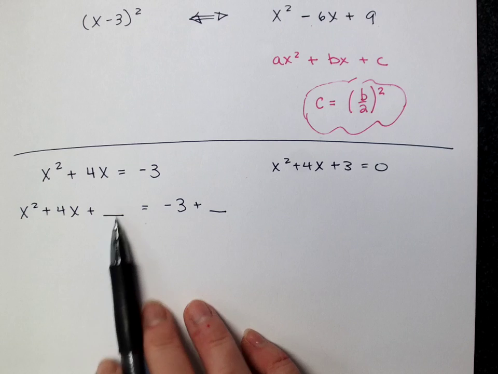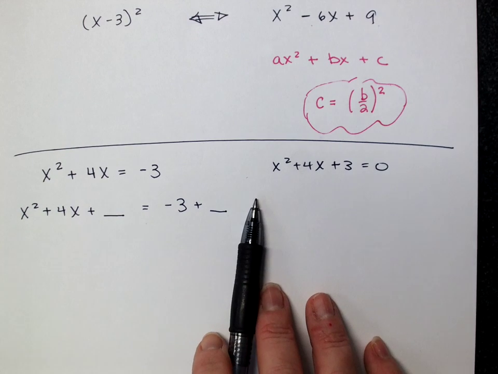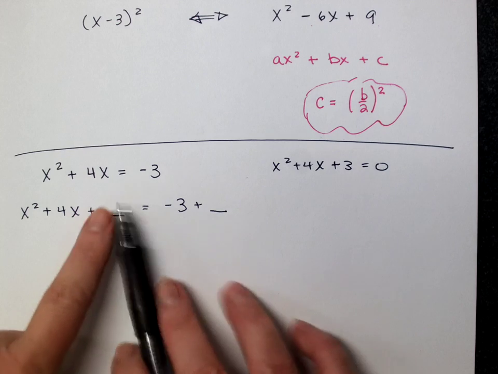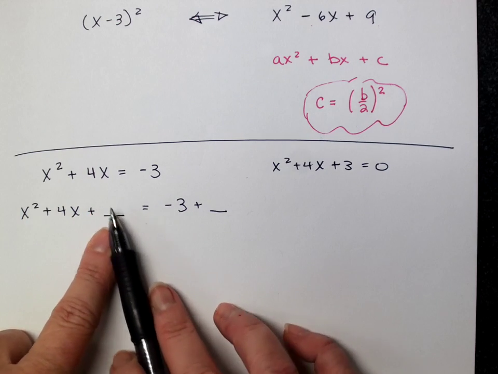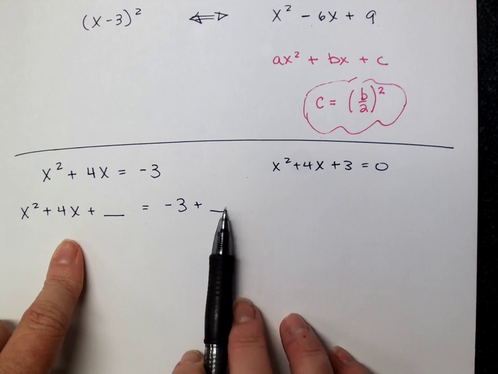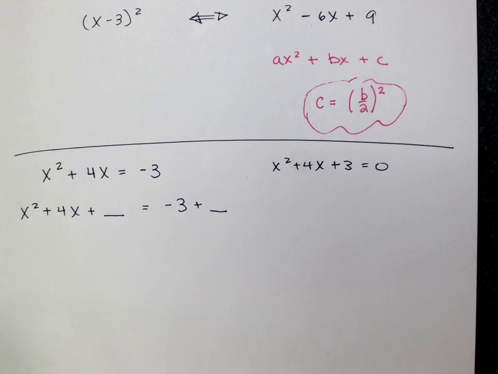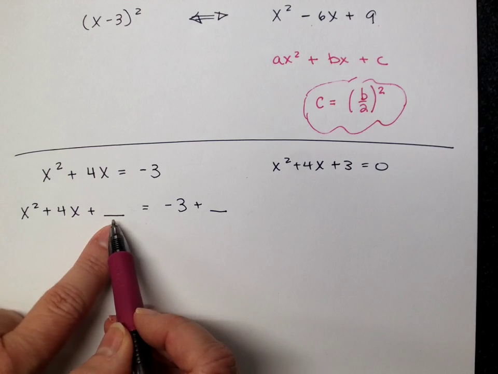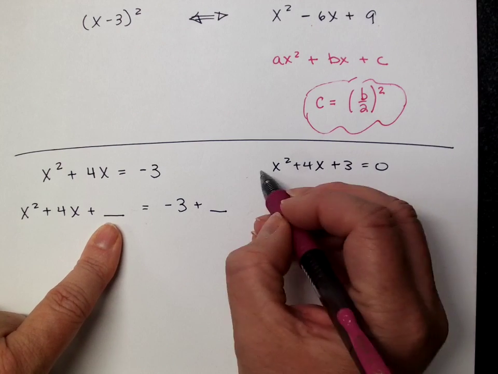Otherwise, I'll add a new magic c over here, and I'll forget to add it over here, and then I'm wrong. So I'm not going to change the value of this. I'm just going to add a constant here that will magically create a perfect square trinomial, and then as long as I can add it over here, keep it balanced, I'm going to be able to move forward. So I need that magic c.